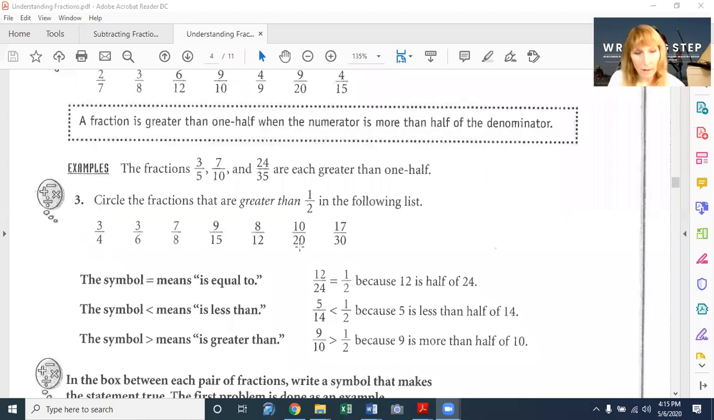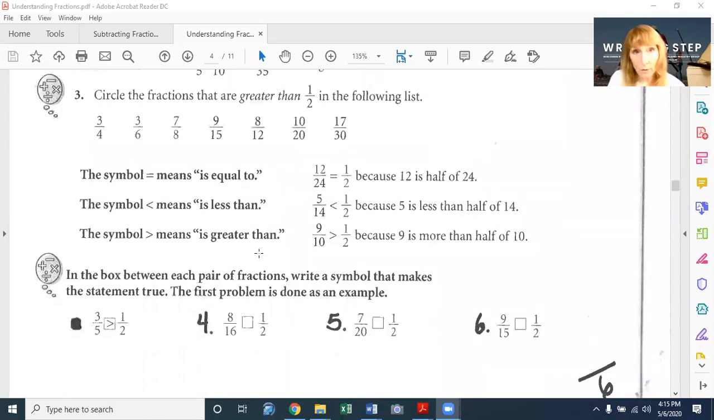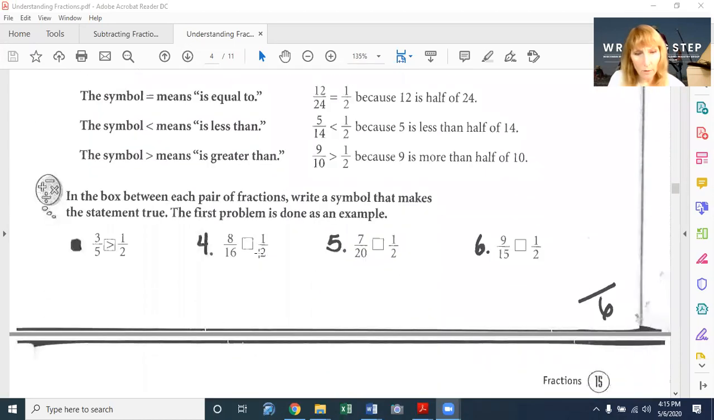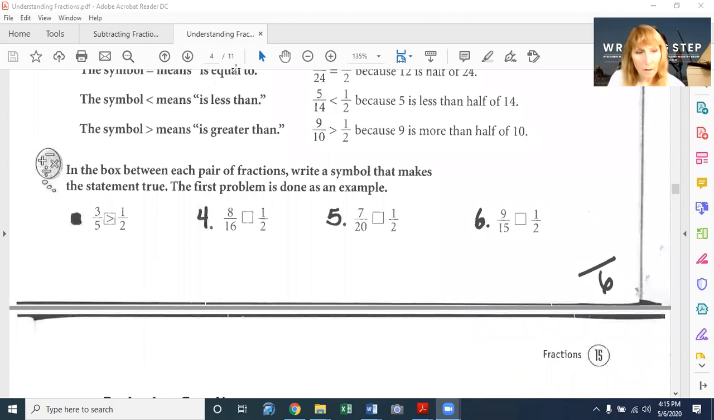Let's take a look at, it's telling you what the greater than less than symbol means. Now we want to put in here greater than or less than. So 3/5 is greater than 1/2 because 3 is more than half of 5. 2.5 is half of 5. What about 8/16 and 1/2? What would that be? Right, that's exactly 1/2, so that gets an equal sign.